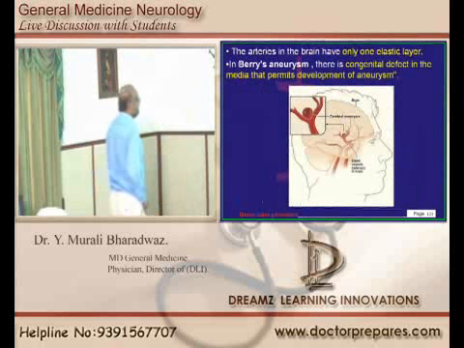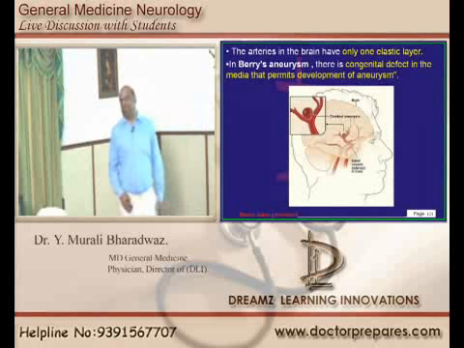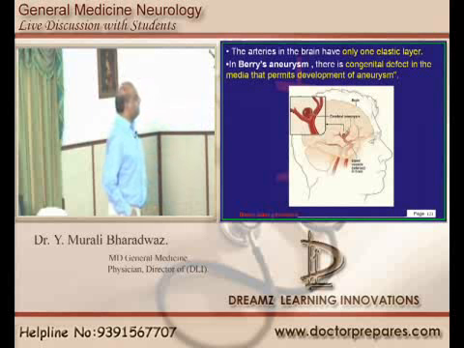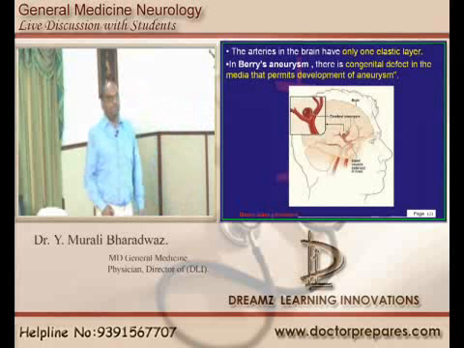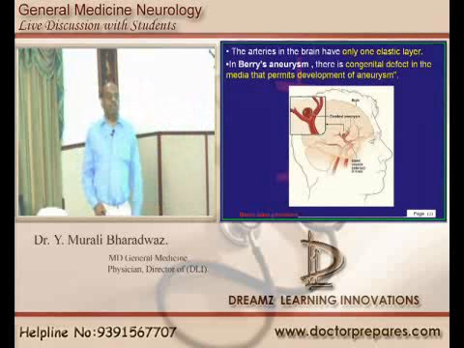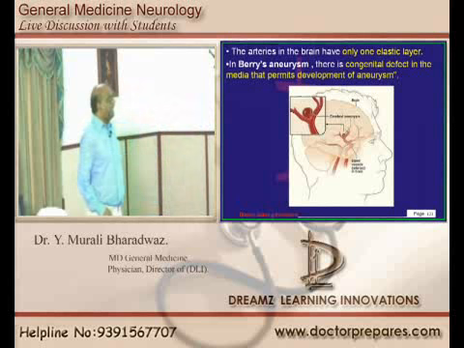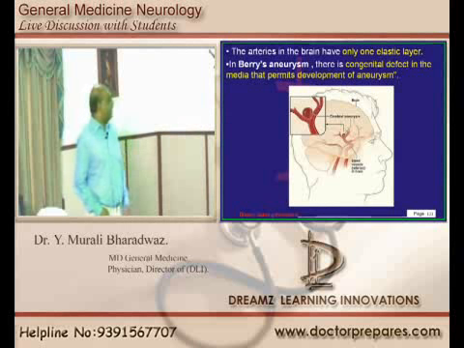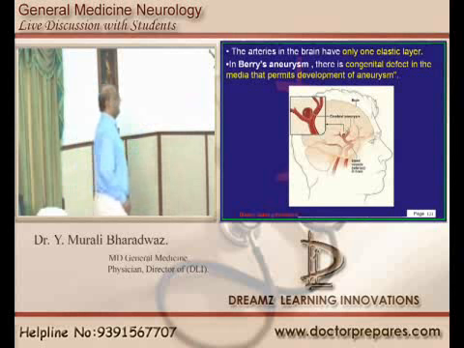Now in Berry aneurysm there is a congenital defect in the media which leads to development of the aneurysm. And one speciality of the vessels going to the brain is they have only one elastic layer. That's what we need to appreciate. All other vessels have an internal elastic and an outside elastic, but there it is only one elastic layer.